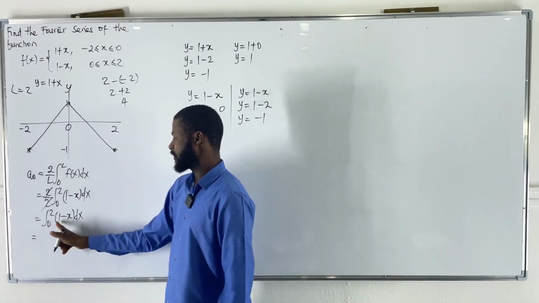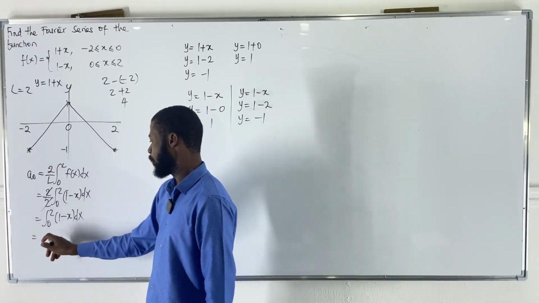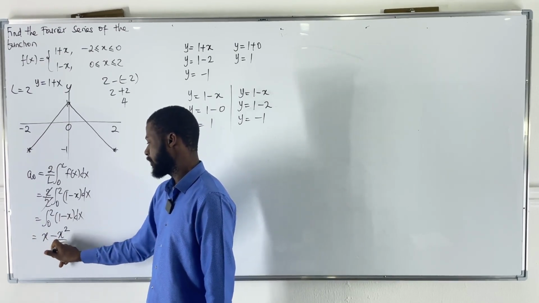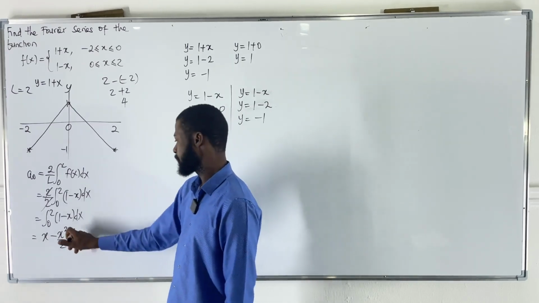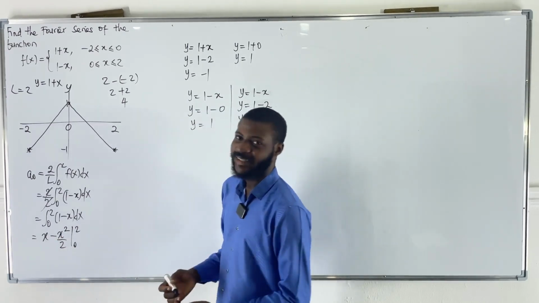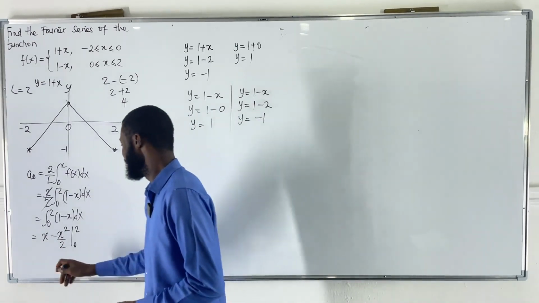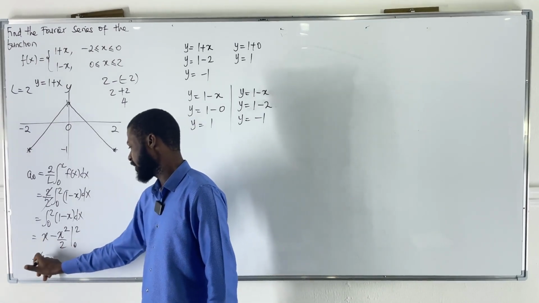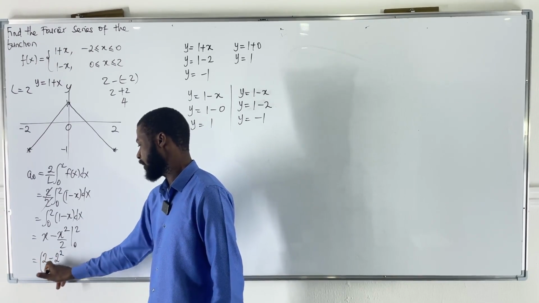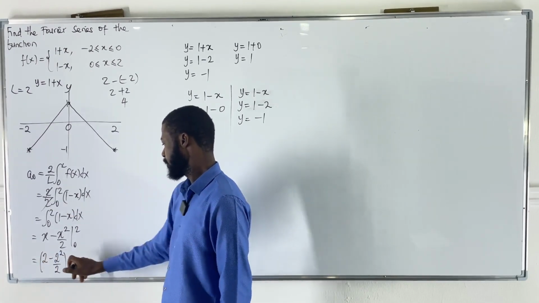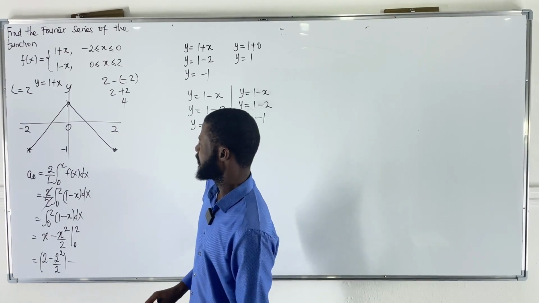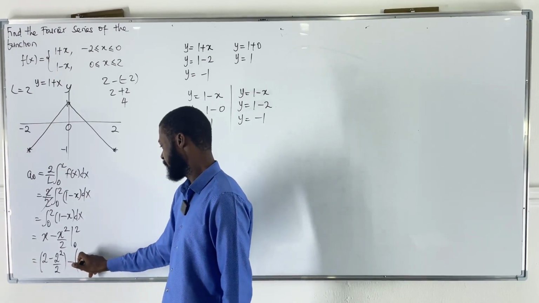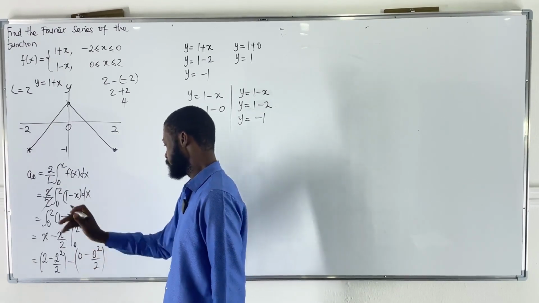All right, now let's integrate 1 minus x. If you integrate 1, you will get x. If you integrate minus x, you will have minus x squared over 2, following the laws of integration. Then you put in your 0 and 2. So anywhere you see x, you're going to put 2. So for the first bracket, this will be 2 minus 2 squared over 2. Then minus, this is giving me 0. Then put in 0. So this will be 0 minus 0 squared over 2.